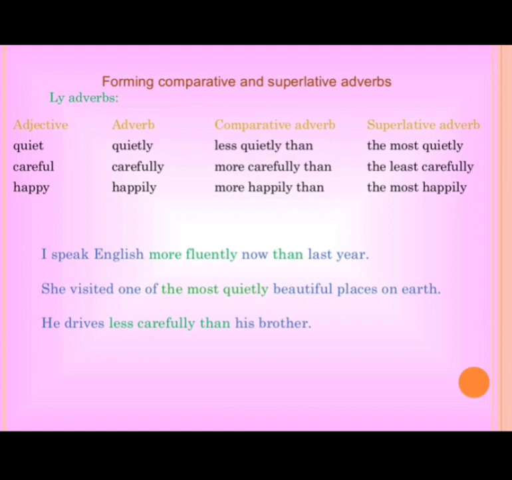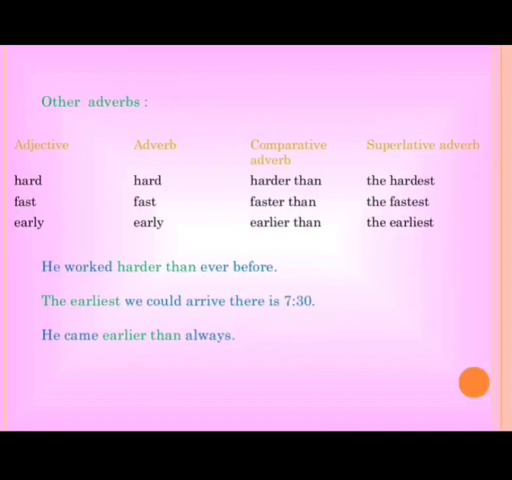Now, he drives less carefully than his brother. Again there is a comparison, so we use less carefully than. Now here are a few other adverbs which do not end with ly. For hard we have hard, it remains the same. For fast we have fast. For early we have early. For the comparative degree we have harder than, faster than, earlier than, and the hardest, the fastest, the earliest.